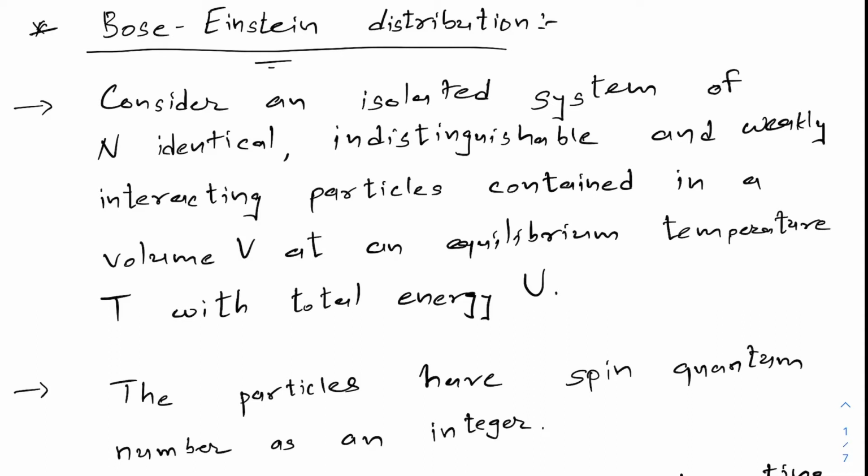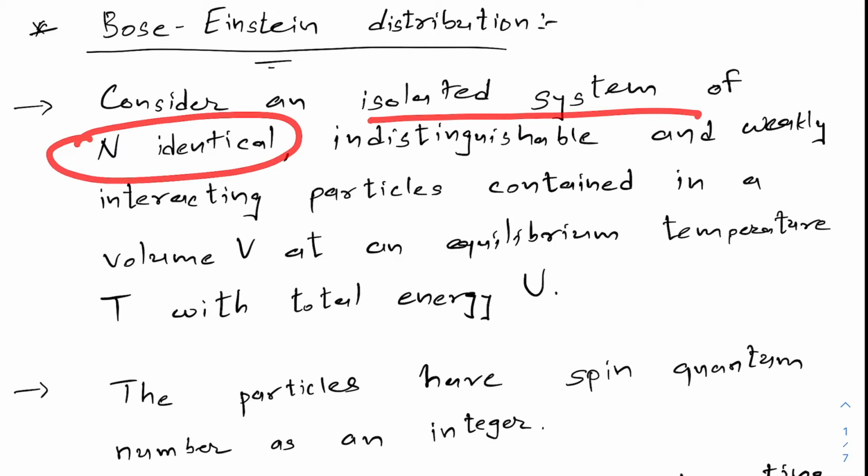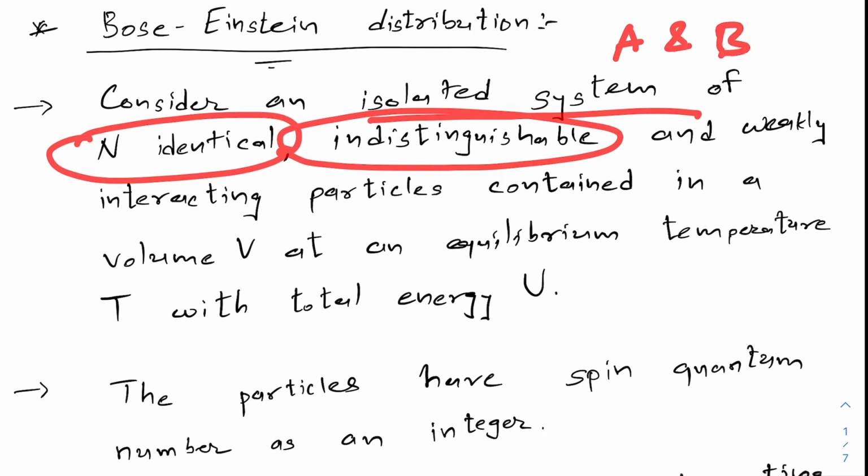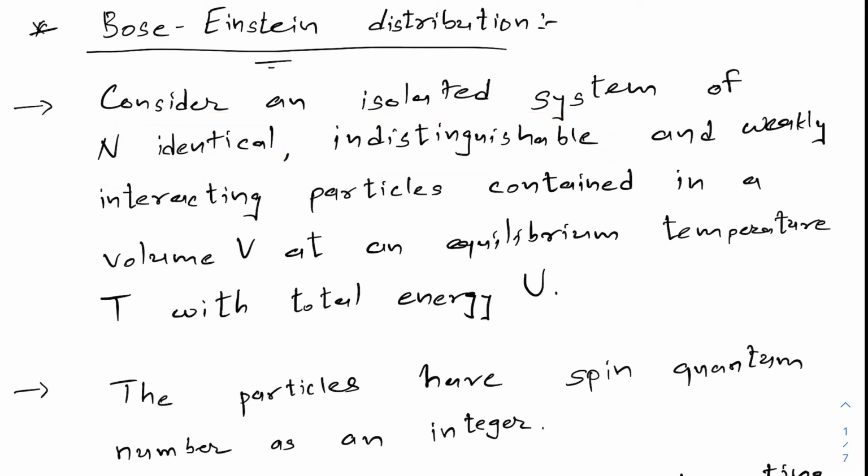Hello everyone. Today we are going to derive the Bose-Einstein distribution. As we have already seen in the Maxwell-Boltzmann distribution and Fermi-Dirac distribution, we are going to consider an ideal system. So here we are considering an isolated system of N identical particles which are indistinguishable. That is, you cannot distinguish between particle A and particle B. And these particles are weakly interacting particles.